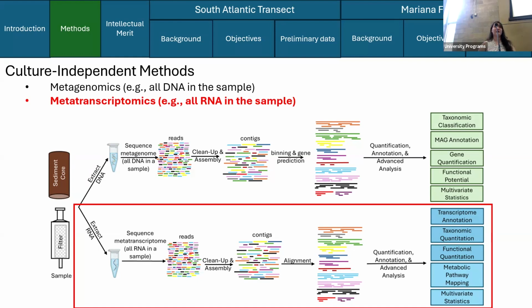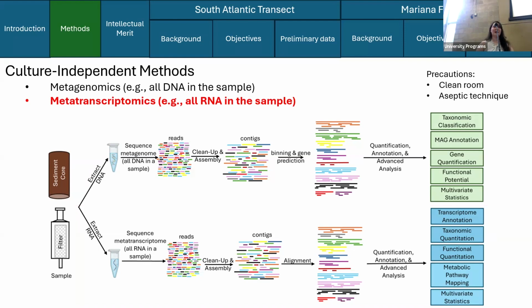You'll then reverse transcribe that RNA into complementary DNA. And then through sequencing and bioinformatics, you can look at the transcriptome annotation, which tells you exactly what genes are in the metatranscriptome. Look at taxonomic quantification, functional quantification, and then also mapping metabolic pathways of active communities.